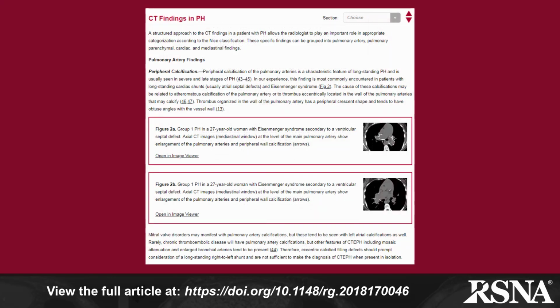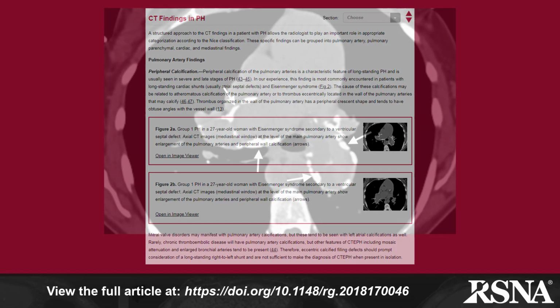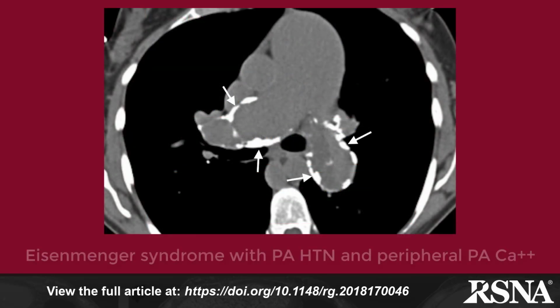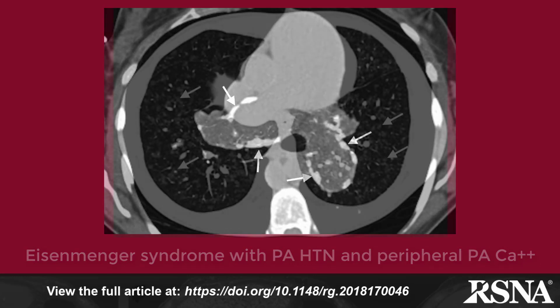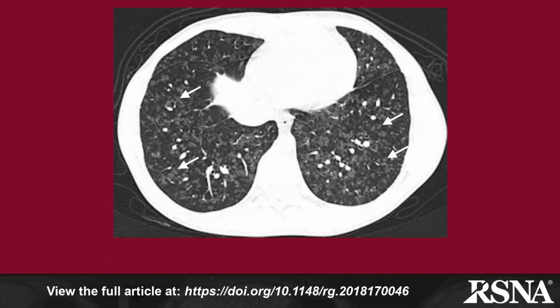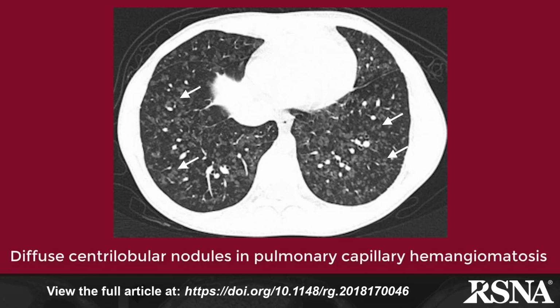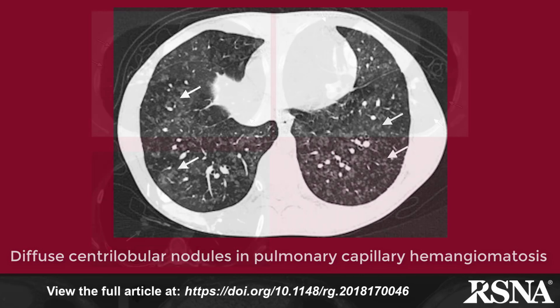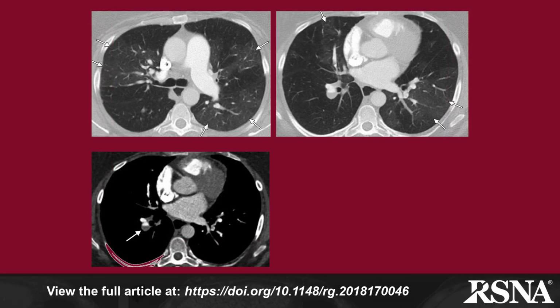abnormalities. Pulmonary arterial findings include vessel caliber changes, intraluminal filling defects, as might be seen in chronic thromboembolic pulmonary hypertension, and peripheral calcification. Pulmonary parenchymal findings such as centrilobular nodules are typically the result of cholesterol granulomas, but if widespread should prompt the consideration of pulmonary veno-occlusive disease or pulmonary capillary hemangiomatosis as the etiology of the pulmonary hypertension.